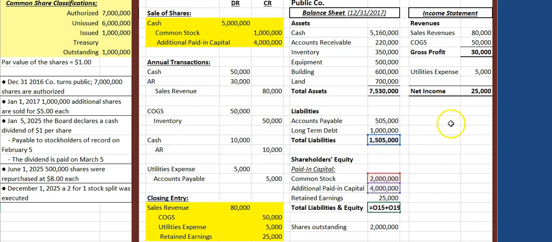So I'm missing something here, right? Let's fix this formula. So if I put it over here, it's going to match. Total assets equals total liabilities plus stockholders' equity, okay?